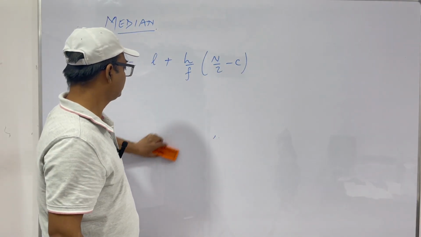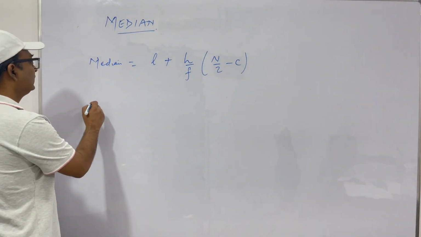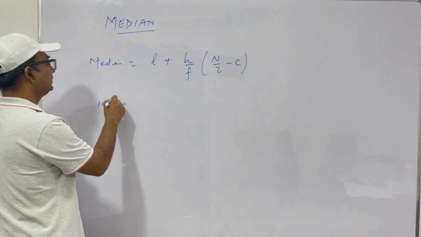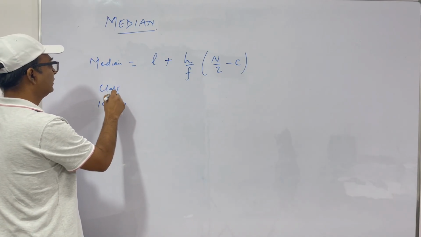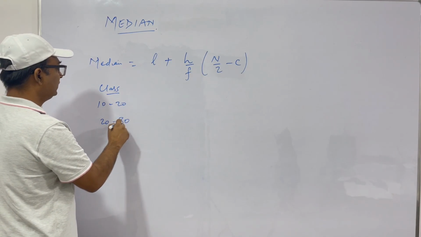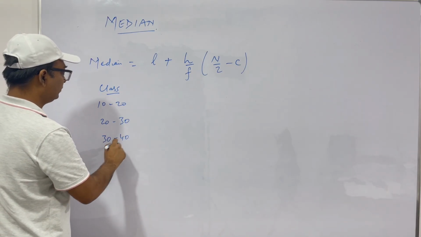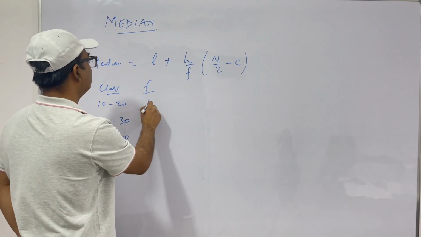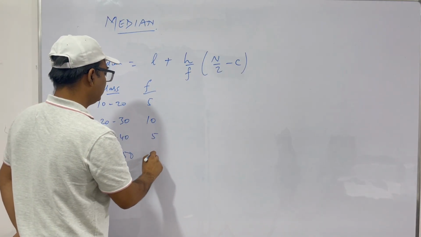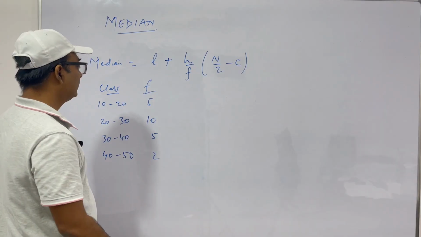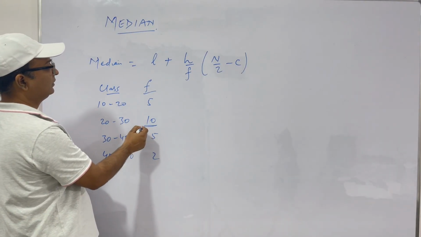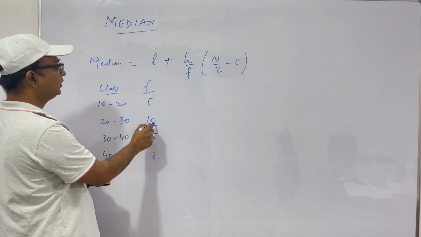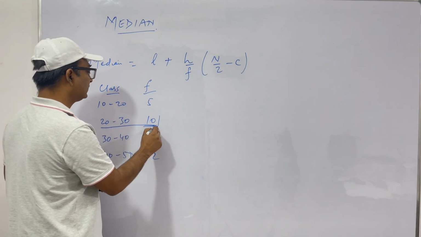Let's see. Let's say this is 10 to 20. This is a class. Then 20 to 30, 30 to 40, and 40 to 50. And the frequency is, let's say, 5, 10, 5, 2. Obviously this is the class with highest frequency, so this is our median class.